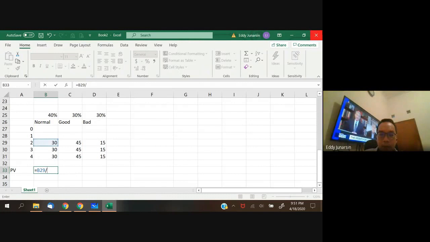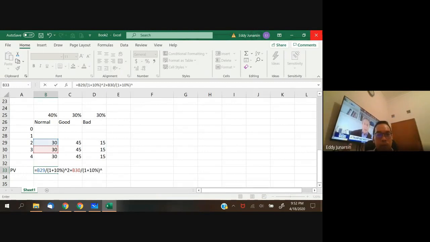This one, right, divided by 1 plus the cost of capital in our story, 10%, right? So to the power of how many movements is it from here to our current position? This is 1 and 2, right? So to the power of 2, right, plus the second one divided by 1 plus cost of capital to the power of 3.